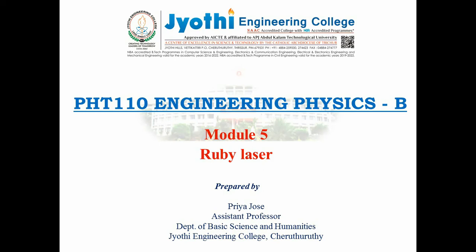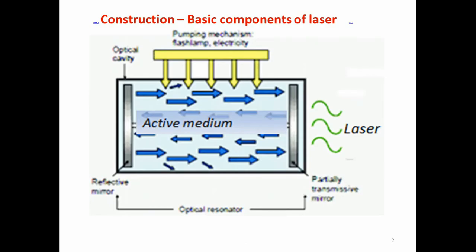Today I will discuss the ruby laser. Before going to the explanation of ruby laser, let us recall the basic components of a laser. For every laser, there are three components. First part, active medium. From that medium, laser light is produced. Second part, pumping mechanism. It may be optical pumping or electrical pumping. In ruby laser, optical pumping is used. This is the mechanism to achieve population inversion.